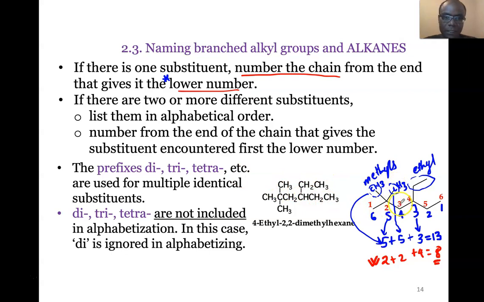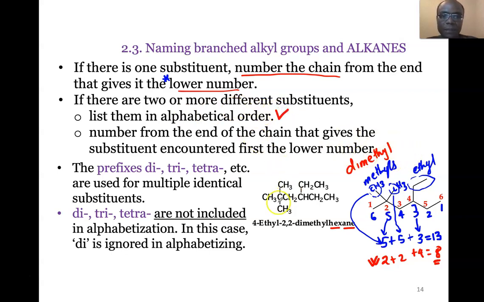So in fact, if I'm to name this, first I will identify the longest chain, 6 carbons, so 6 is hex, there's no pi bond, so ane, and then I have 2 methyls, so I should give that part the name dimethyl, and this is an ethyl. Now you have to write the name by following the alphabetical order.